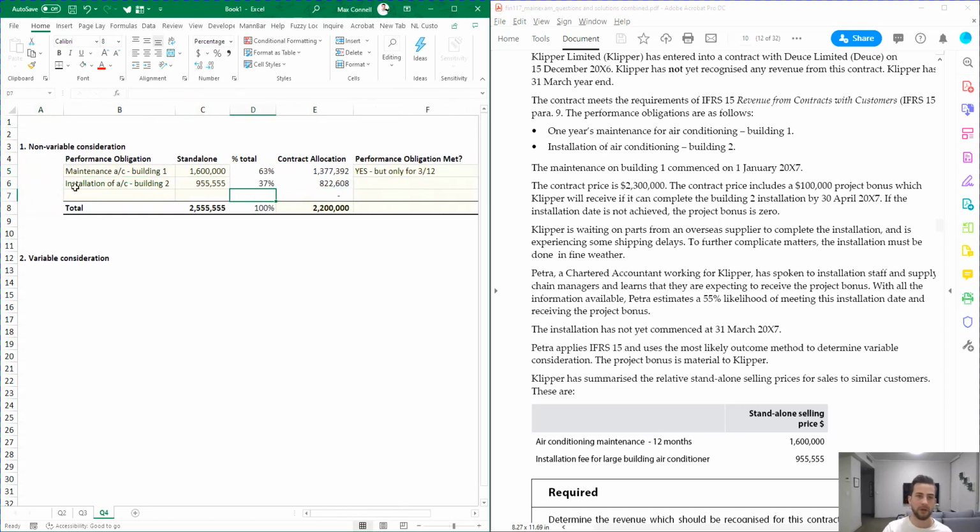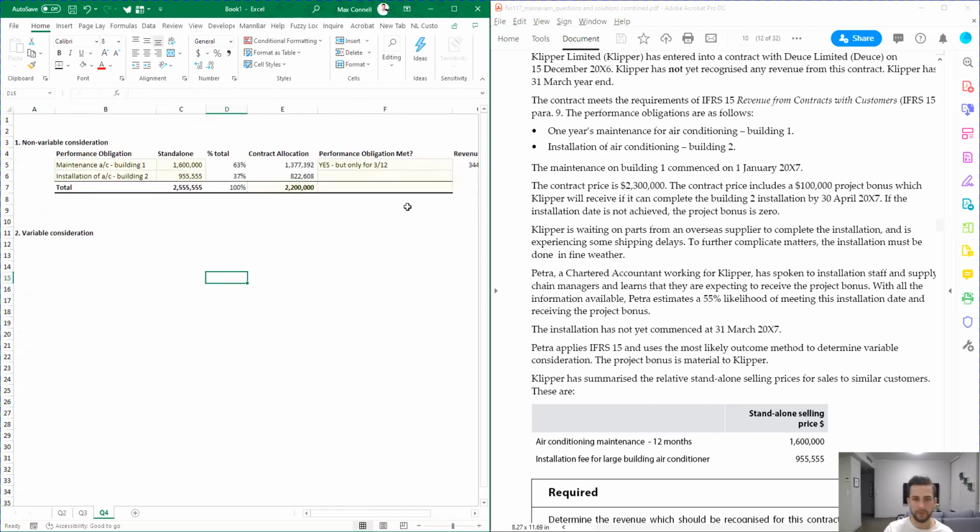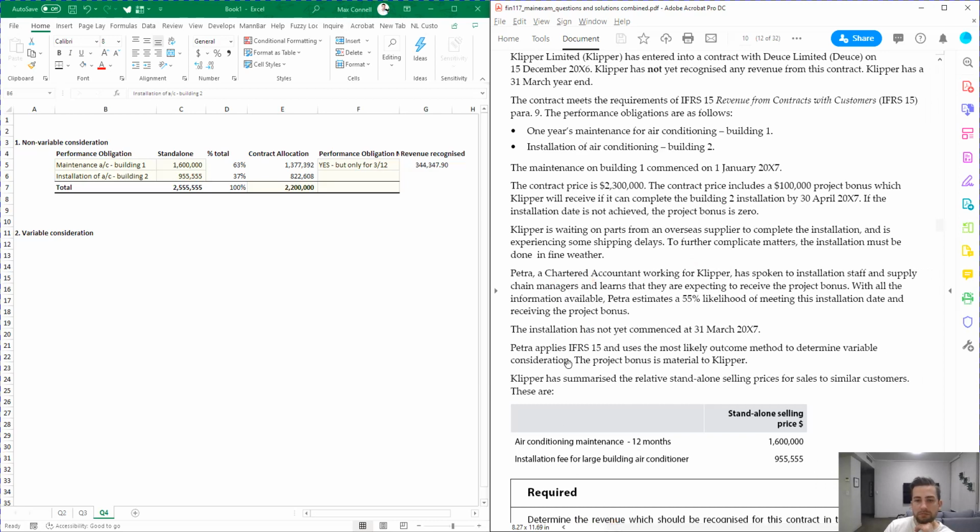Okay, what about the second one? Maintenance of building. So when did they start on the installation of AC in building 2? It looks like over here, the installation has not yet commenced at 31 March 2017. So they haven't actually started the installation during this financial year, so they can't actually recognize any of this income. So the revenue recognized for this one is 0.